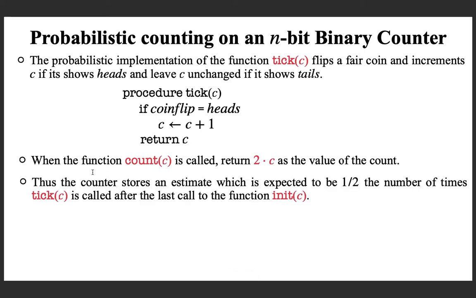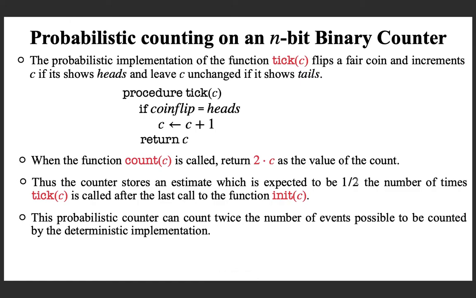So from this you can see that the counter stores an estimate which is expected to be 1/2 the number of times increment or tick is called after the last call to the initialization. It assumes that once in every 2 calls it is making an increment. That is a fair assumption, because we assume that it is a fair coin. So if it shows heads now, maybe it shows tails later in the next round. That is just an assumption, it may not happen, but you can prove that the expected value is 1/2.